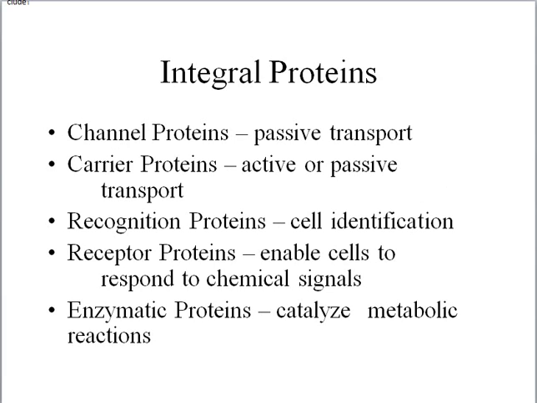Let's look at 5 different integral proteins. Channel and carrier proteins are directly involved in the transport of materials across cell membranes. Receptor proteins enable the cell to respond to a variety of different signals. Some may involve transport. Recognition proteins enable cells to recognize one another. Finally, enzymatic proteins act as catalysts. They speed up the rate of reactions.